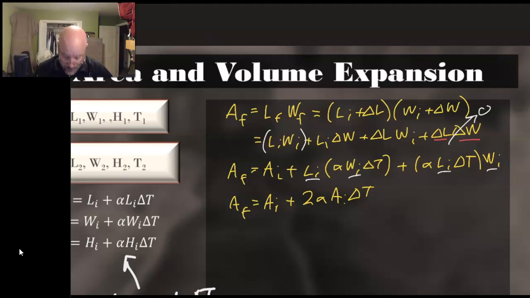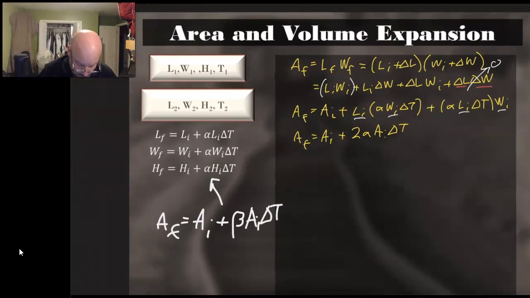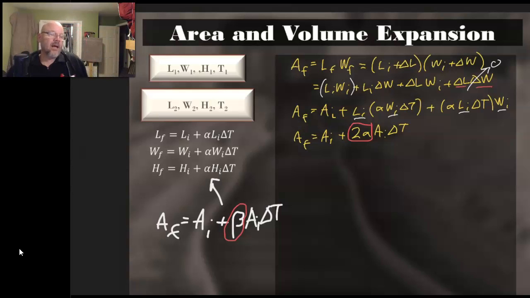But look what's happened here. That's actually what we were looking for, right? Can you see this? Here I was looking for beta. Guess what? There's beta right there. So beta is going to be 2 alpha. All right, now that's good to know, because you're not often going to find a table of surface area expansion coefficients, but you will find tables of linear expansion coefficients. So what we've got here is that if we need the area expansion, all we have to do is double the linear one and we'll be good, okay?